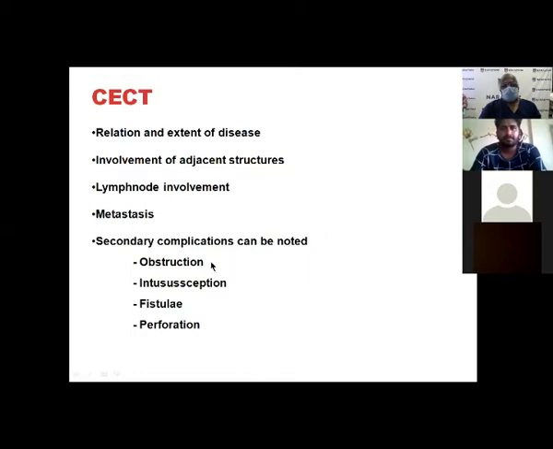Secondary complications like obstruction can be seen. A certain amount of growths are likely to intussuscept, especially when the growth occurs at the cecal level. It is likely to intussuscept over the terminal ileum. So this intussusception can be made out. Fistulous communications can be made out. Perforation can be made out in the form of a pericolic abscess and a collection with air packets in that. Very common in the left side of the colon.